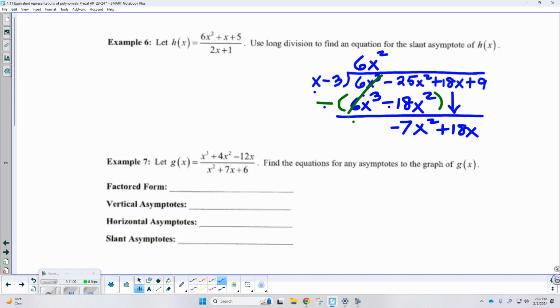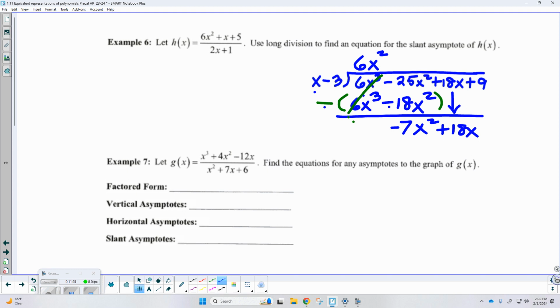How are we doing? How many folks remember this? Okay, so some do, some say no. All right. So let's see here. Mackenzie, x times what would give me a negative 7x squared? There you go. Now here's the thing.